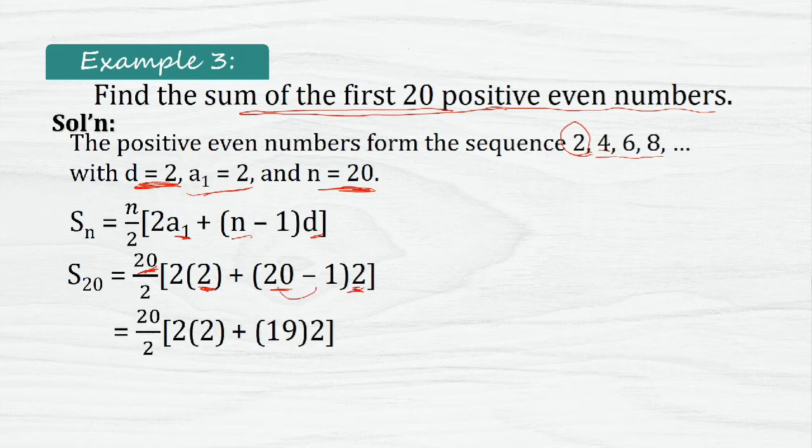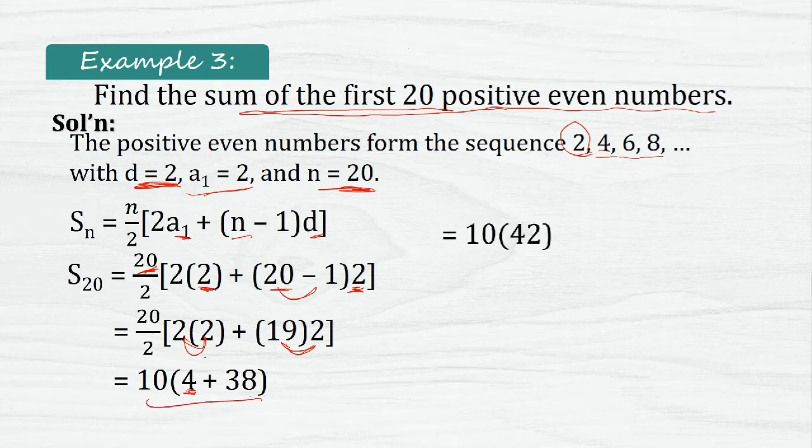20 minus 1 is 19. So that's 19 times 2 is 38. 2 times 2 is 4. Then simplify. 20 divided by 2 is 10. 4 plus 38, that's 42. Multiply natin kay 10, that's 420. So, it means that the sum of the first 20 even numbers is 420.